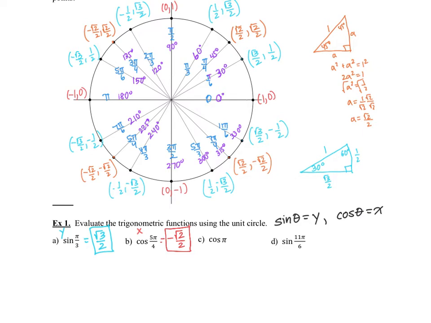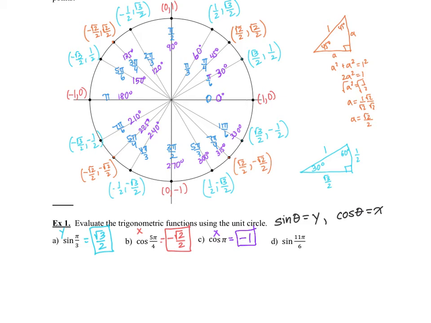Okay, let me consider the next one, the cosine of pi. The cosine is the x-coordinate, so let me find pi on the unit circle. Here's pi. The cosine of pi would be the x-coordinate. The x-coordinate is -1, so the cosine of pi is -1.